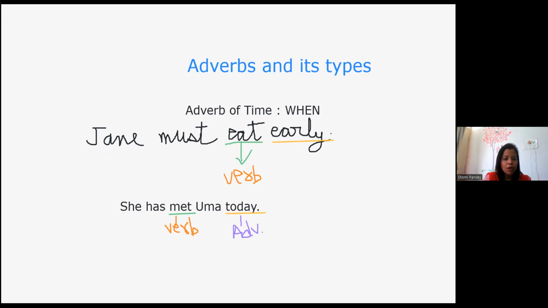So, she has met Uma today. Met is the verb and today is the adverb. The word today is actually talking more about the verb, like when did she meet? Did she meet yesterday? Or is she planning to meet a little later, after her class gets over? Or is it today, the very present day? So that is what the adverb of time is.